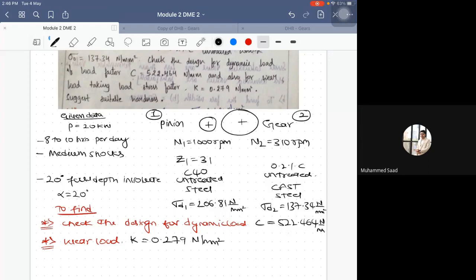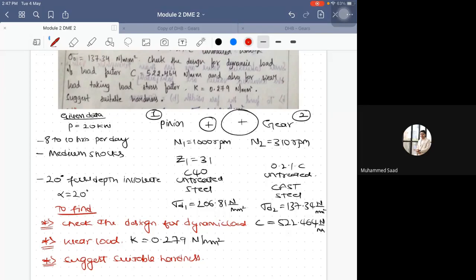And suggest suitable hardness, he says. That means you need to give the value of BHN. We need to suggest the suitable hardness. Any doubt in the data given? Shall we go on with the solution? Okay.